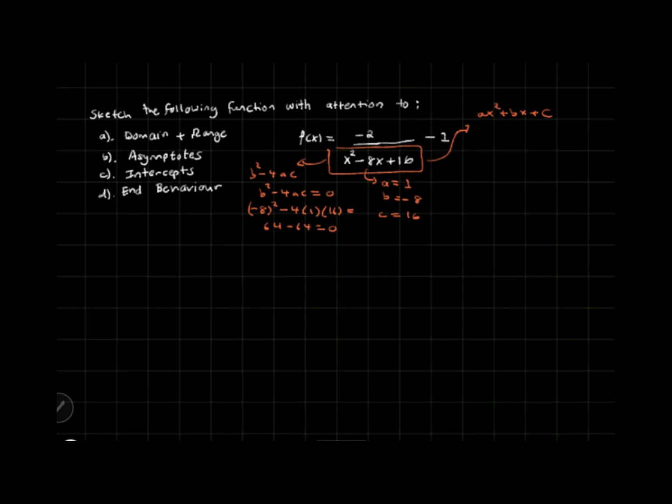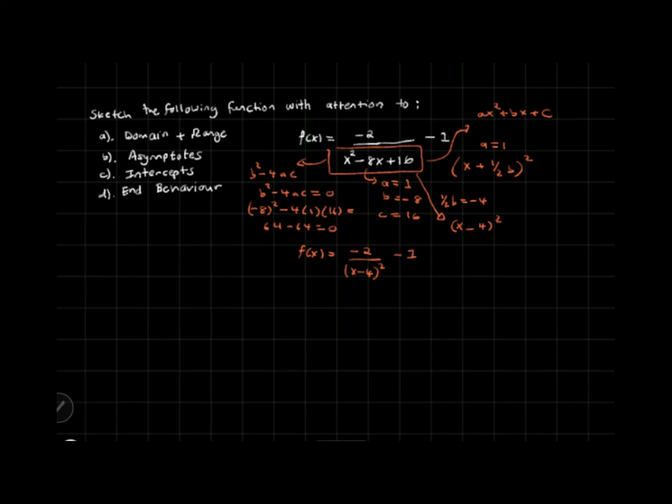And if you have a perfect square trinomial where a is equal to 1, then you can factor it as x plus 1/2 b, squared. So if b is equal to -8, 1/2 b is equal to -4. So technically, I can factor all of this into x minus 4, squared. So I'm going to rewrite this function as f of x is equal to -2 over x minus 4 squared, minus 1. It actually seems a lot less intimidating now.